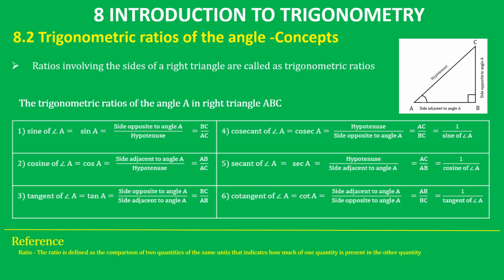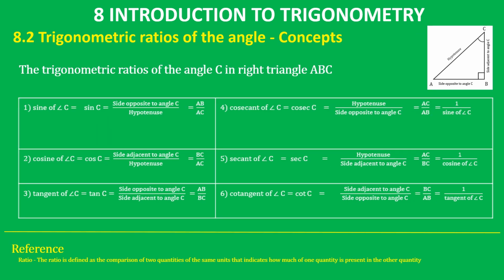This we have completed. We will go to the next slide. Then we will try to write the ratios for angle C, correct? Consider this diagram. Don't consider angle A. Now consider triangle ABC and consider angle C. If you consider angle C, the side opposite to angle C is AB, and the side adjacent to angle C is BC.